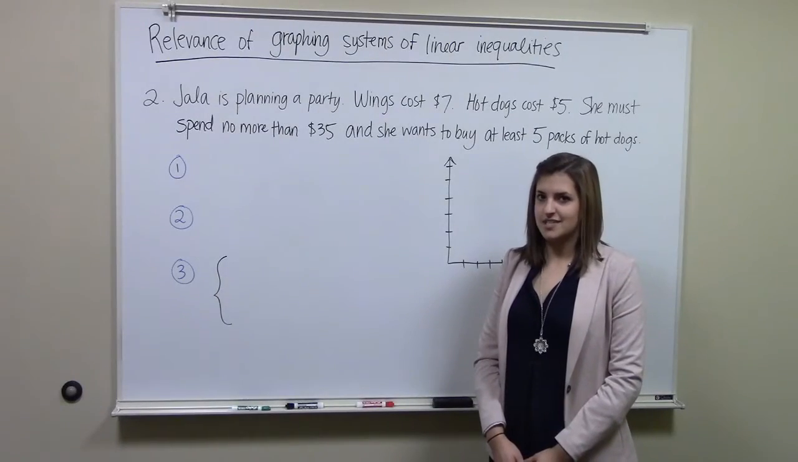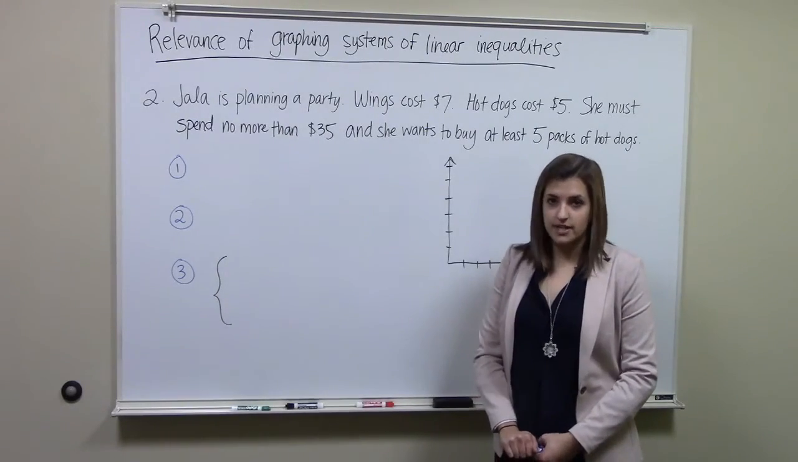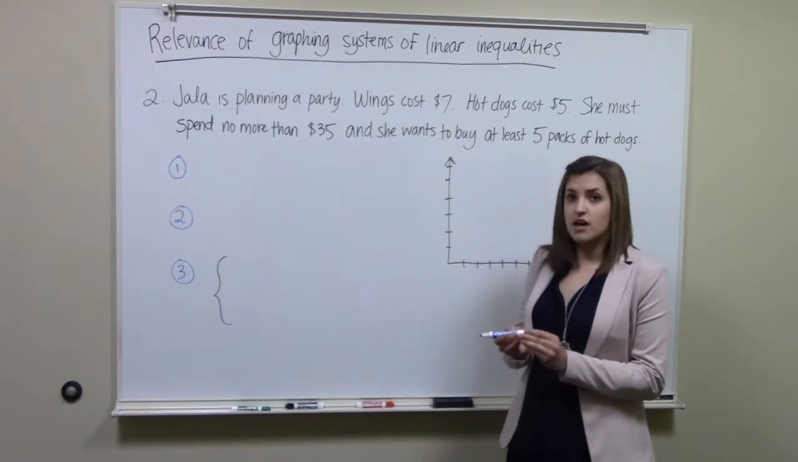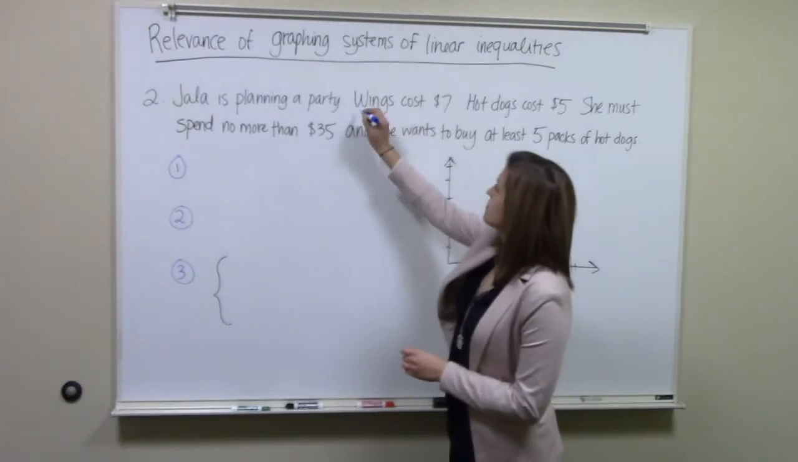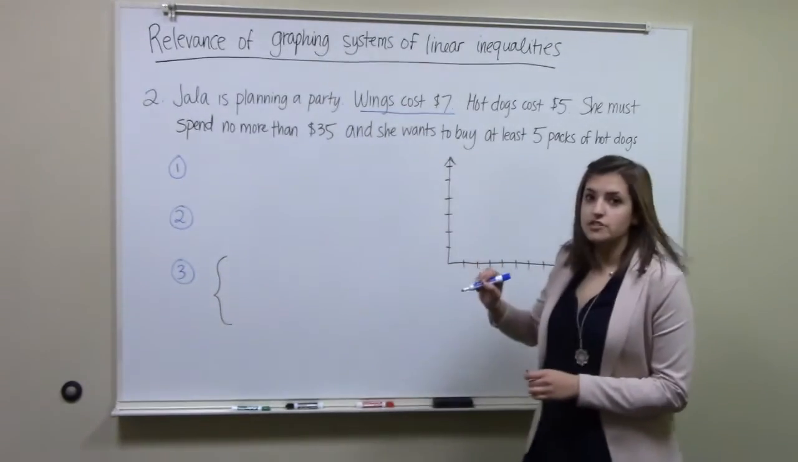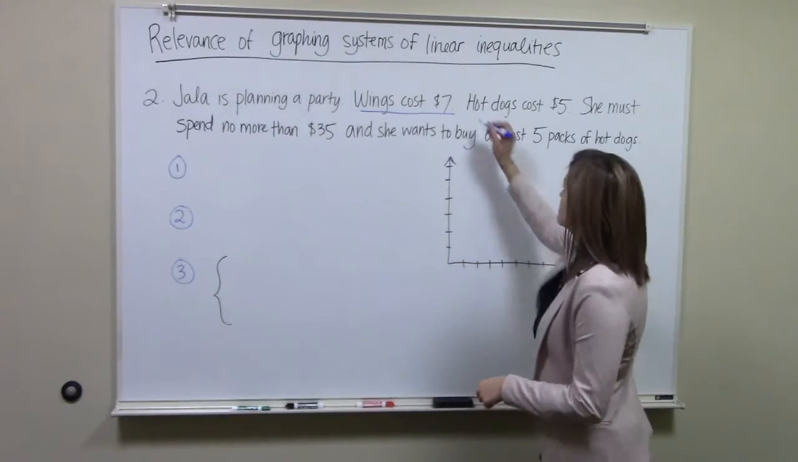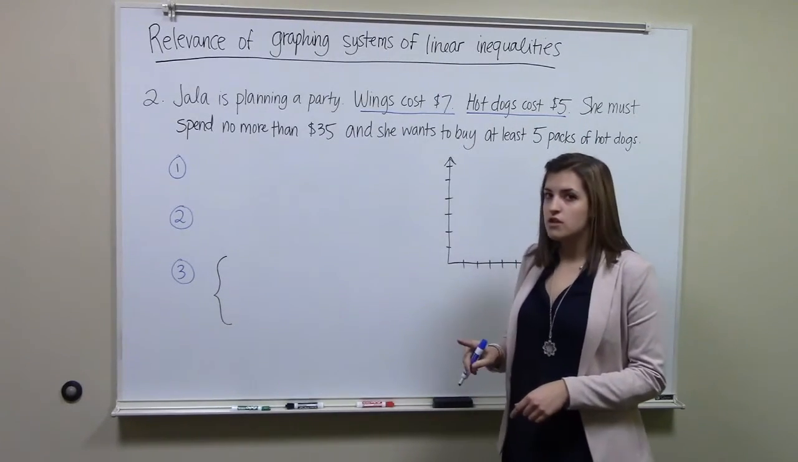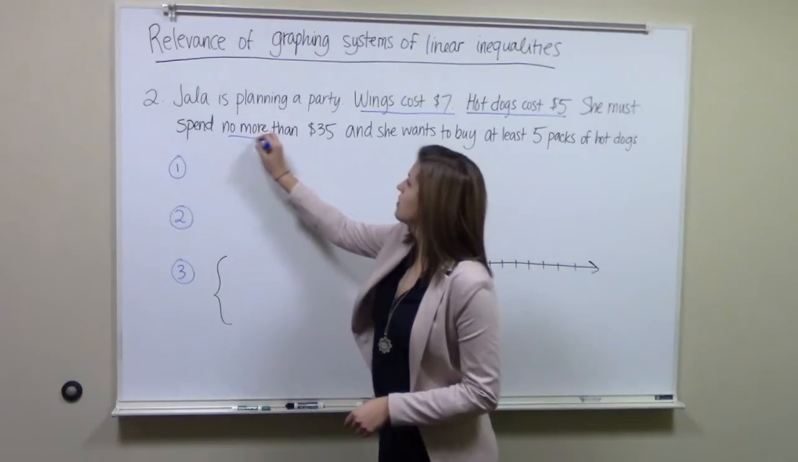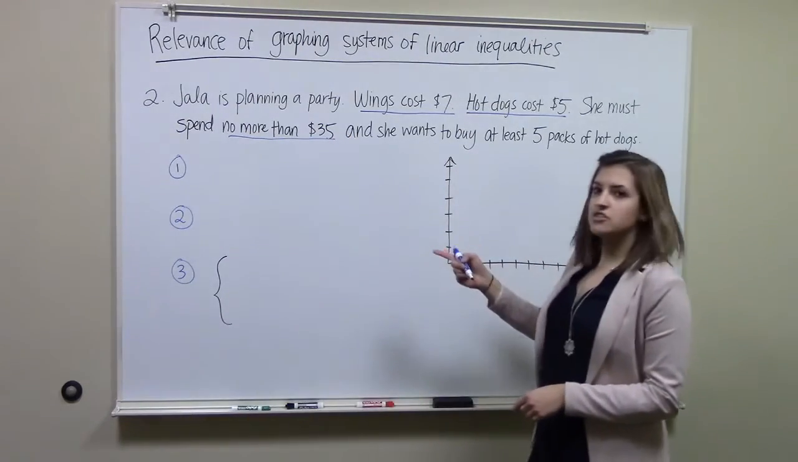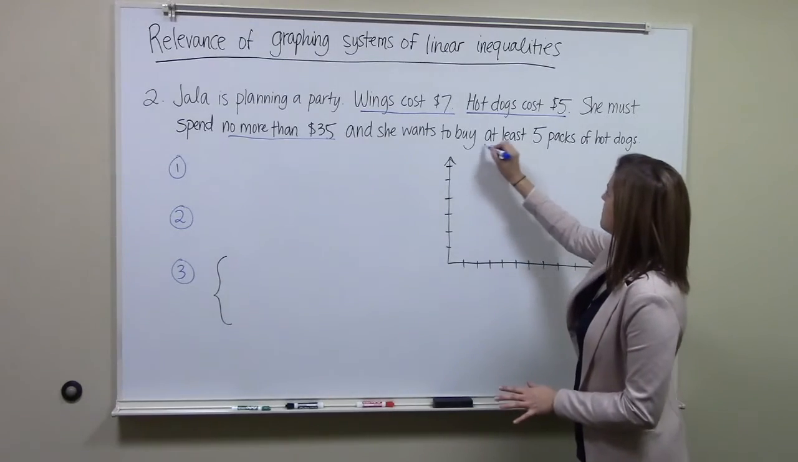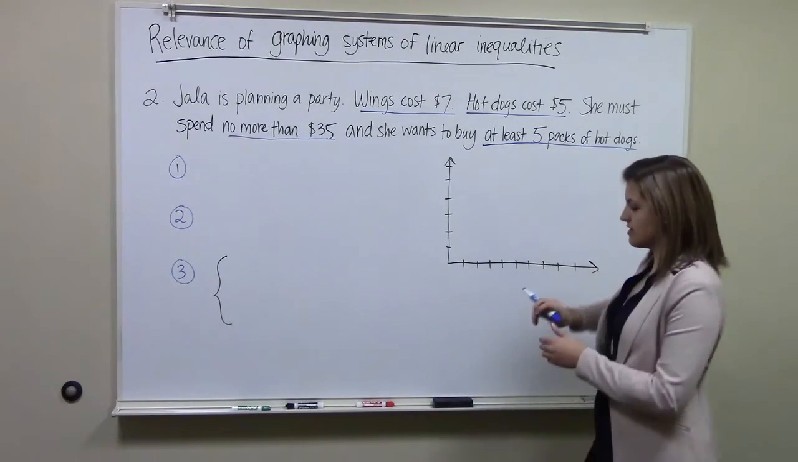All right, our second example. So Jayla's throwing a party and she wants to figure out how much food to buy. She knows that wings cost $7 per package, so I'm going to underline that. She also knows that hot dogs cost $5 per package, probably important. She must spend no more than $35, so no more than $35, and she wants to buy at least 5 packs of hot dogs, so at least 5 packages of hot dogs.